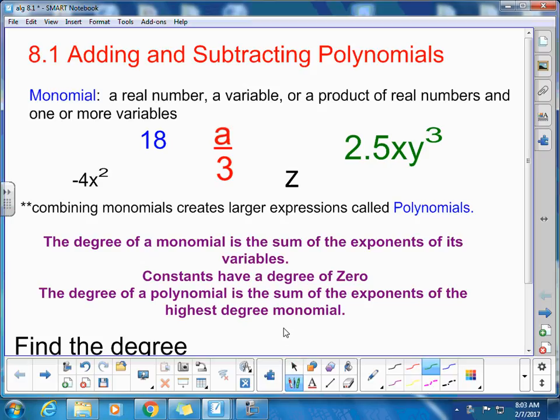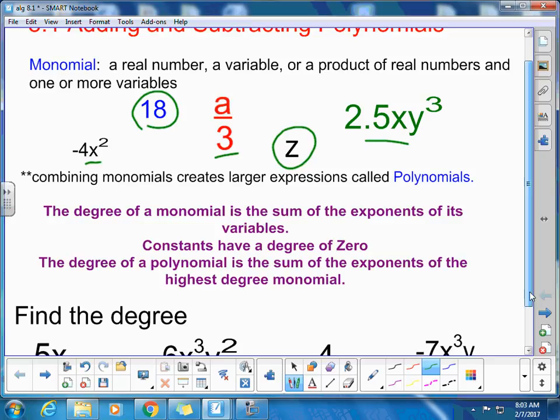So here, this is a monomial. It's a real number. Here's just a variable, also a monomial. And then the other ones are products of real numbers and one or more variables. So those are all examples of monomials. And you can combine monomials to create larger expressions called polynomials. Now let's talk about ways that we name them.